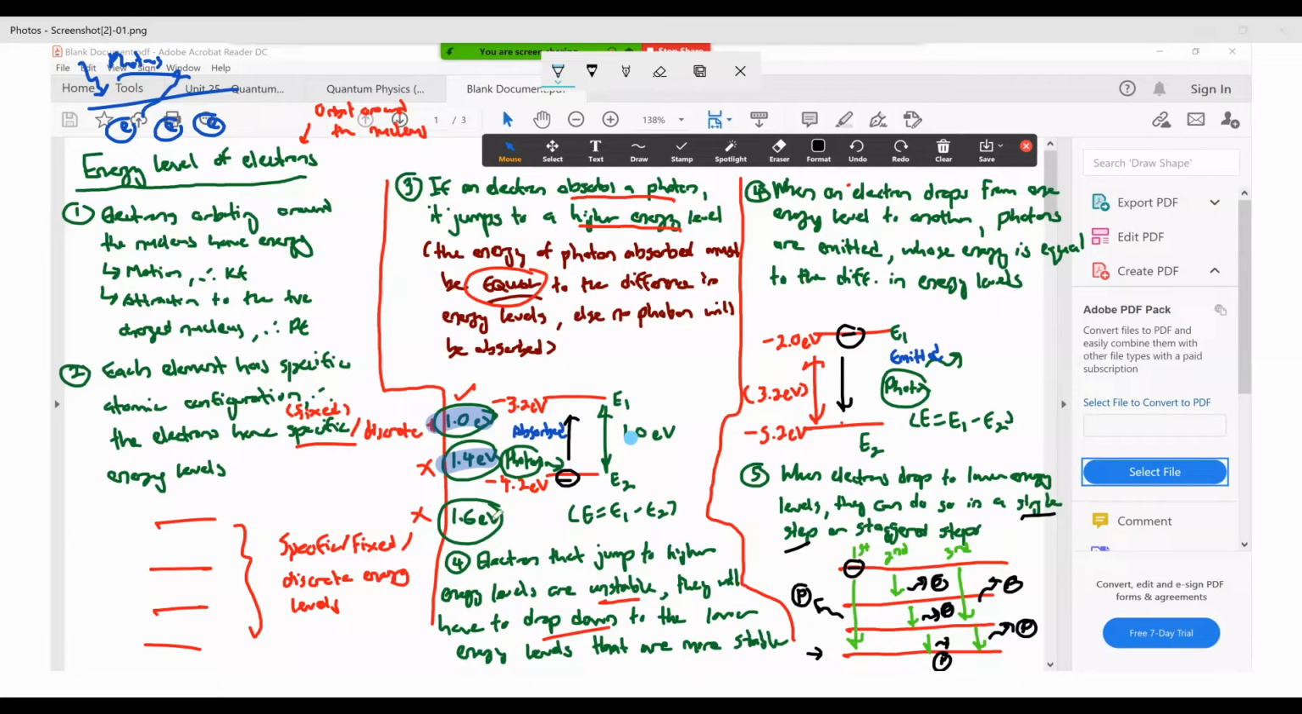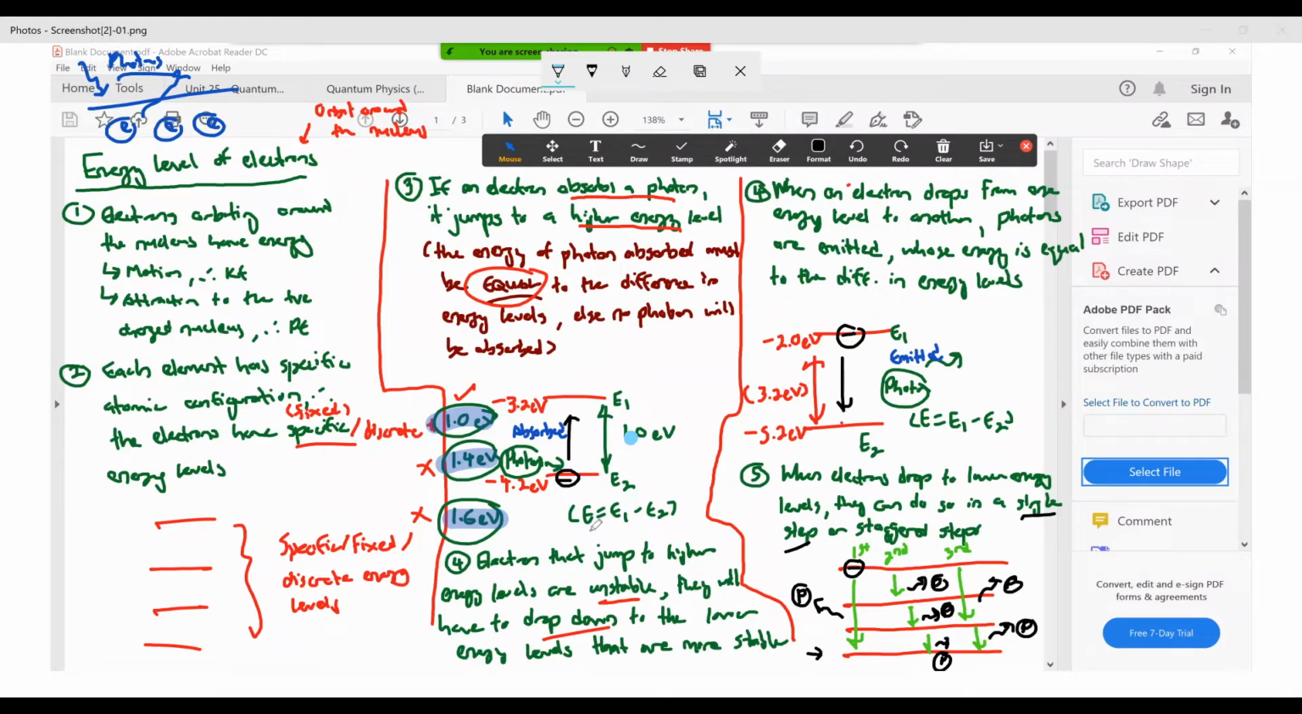There's also another photon here, 1.6 eV. These two will be ignored because they're not equal to the difference in energy level. Only this one will be absorbed. Okay, so your electron jumps to a higher energy level. Now you also know that when electrons jump to a higher energy level, they tend to be unstable. They don't stay there for long. Eventually they have to drop down to a lower energy level, to a more stable level.